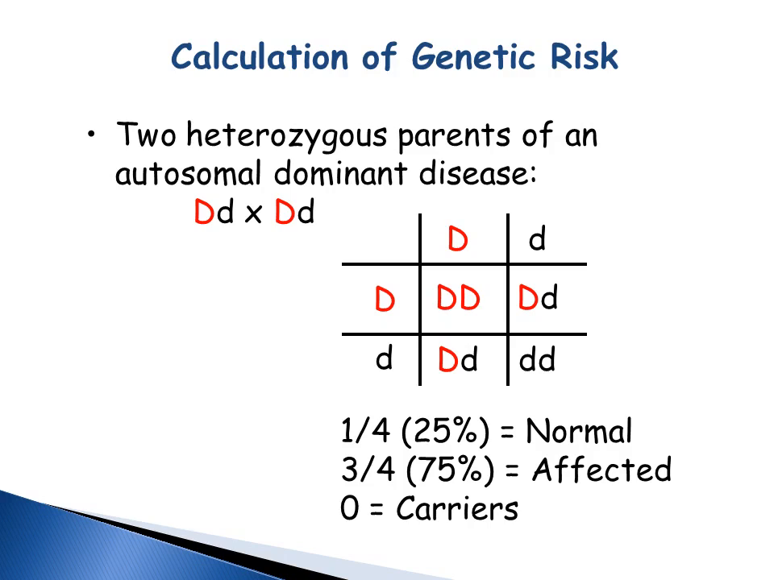The genetic risk of having two heterozygous parents of an autosomal dominant disease would be big D little d crossed with big D little d. When you fill out your Punnett square, you would find that there's a 25% chance of offspring being normal, and that's the little d, and a 75% chance of offspring being affected, and that is either the heterozygous big D little d or homozygous big D big D.